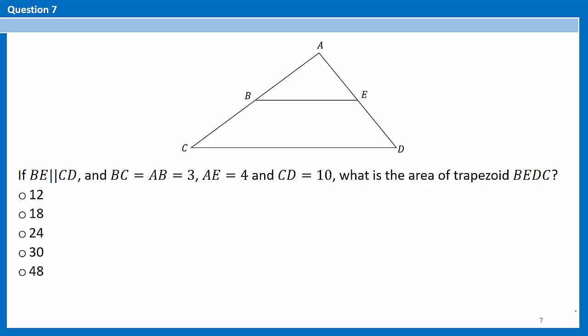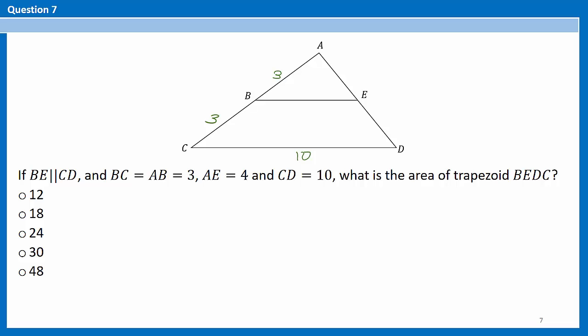If BE is parallel to CD and BC equals AB equals 3, so both are 3, and CD equals 10, what is the area of trapezoid BEDC?